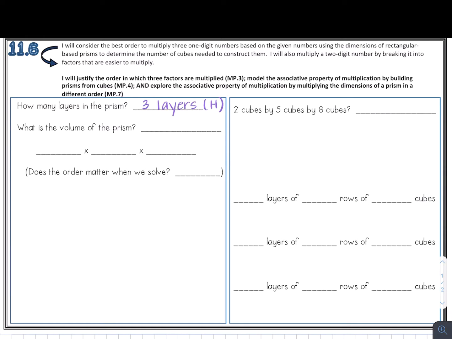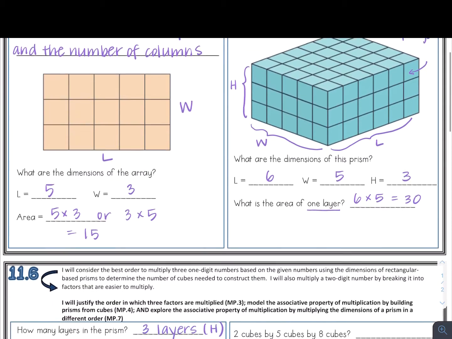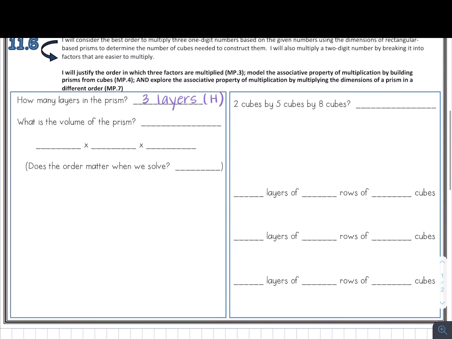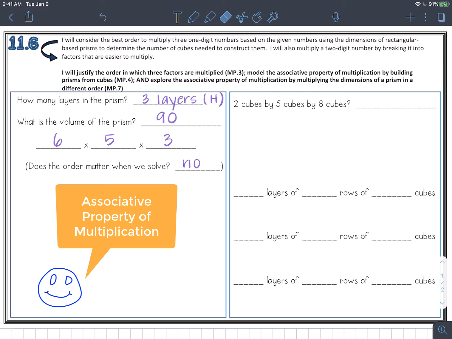What is the volume? When we calculate volume of a rectangular prism, we would need all 3 dimensions. Okay, so going back to our picture, we would need the length, the width, and the height. We can write those in any order. So I'm going to write 6 times 5 times 3, and you can switch those numbers around. And I get 90 because I know 6 times 5 is 30, times 3 is 90. Does the order matter? No, because we use the associative property of multiplication.